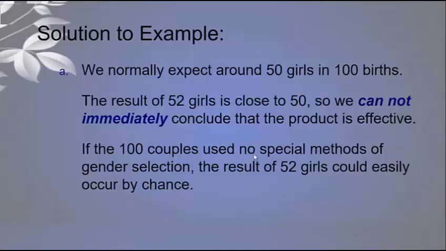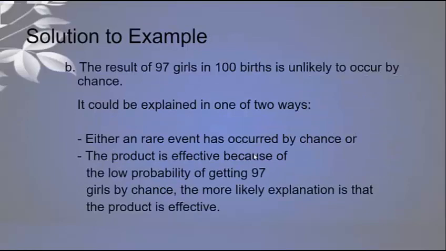First, we normally expect around 50 girls in 100 births. The result of 52 girls is close to 50, so we cannot immediately conclude that the product is effective. In the 100 couples using special methods of gender selection, the result of 52 girls could easily occur by chance. The result of 97 girls in 100 births is unlikely to occur by chance.